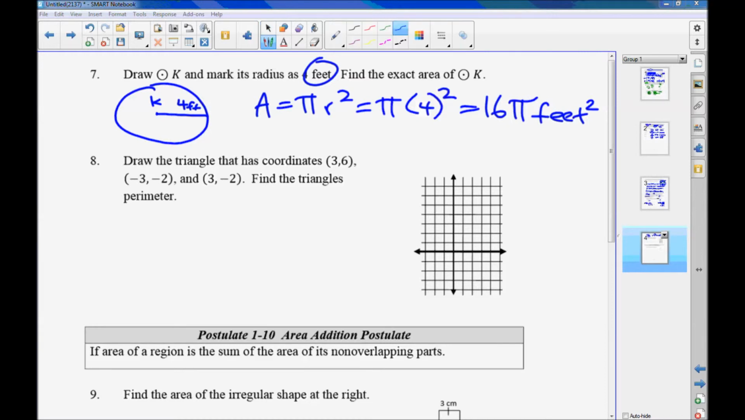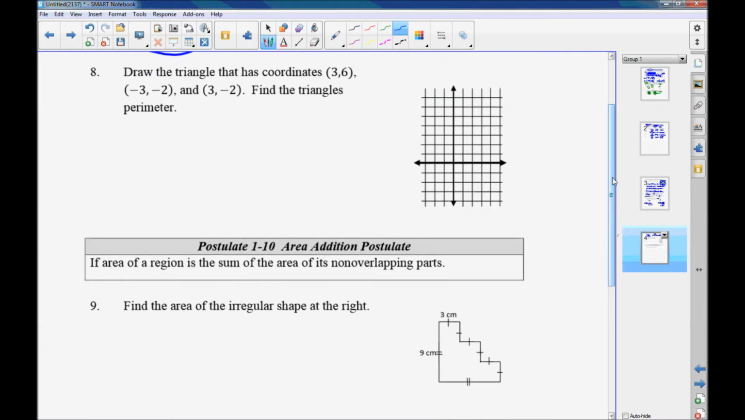So this next one is a little bit of a long problem. Let's see why. All right, we're going to find the perimeter of the triangle with coordinates (3, 6), (-3, -2), and (3, -2). So (3, 6) is right here. (-3, -2) is 3 left and 2 down, and (3, -2) is 3 right and 2 down. All right, so this is our triangle.